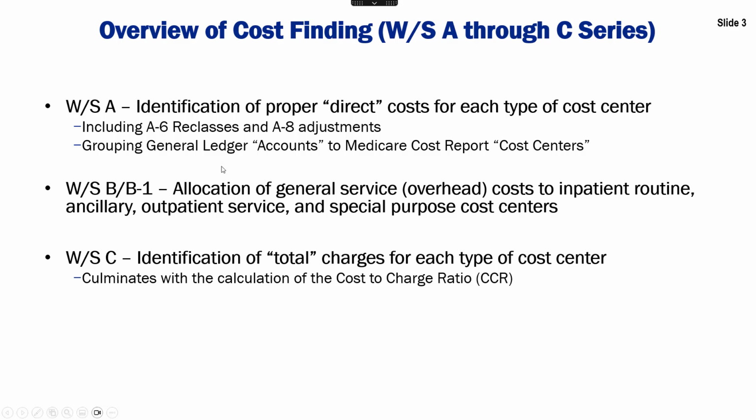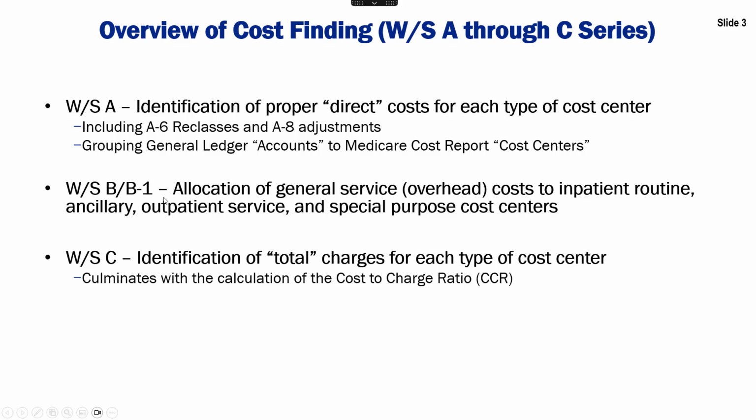And actually it matters because of Worksheet C. So by the end of Worksheet B or B-1, all of the costs have been classified into the proper revenue-producing cost center, routine or ancillary or these other ones. Now Worksheet C, and by the way, with Worksheet B and B-1, we're still on total costs. We still have no clue how much of those costs related just to Medicare patients. Worksheet C, now we're identifying total charges for each type of cost center. And again, of course, these are only revenue-producing cost centers.